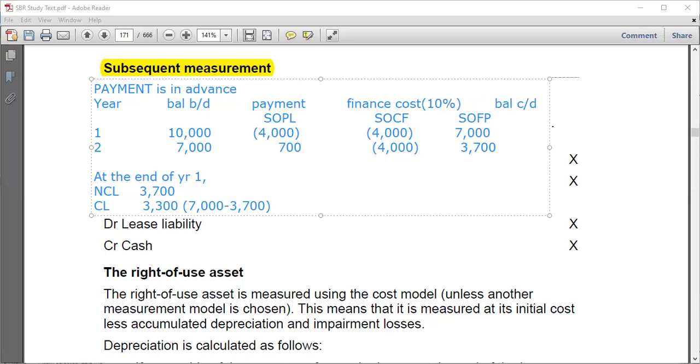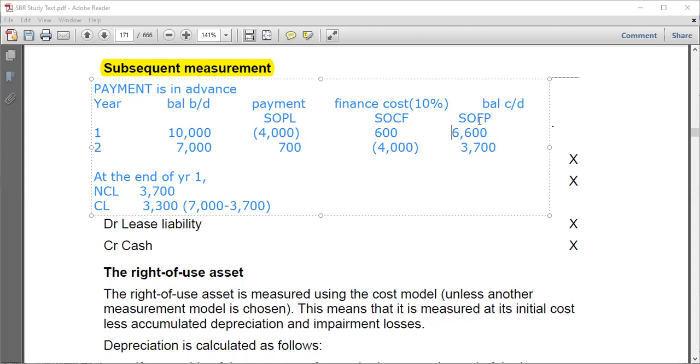We presume this to be the rate implicit in the lease. So if you just do it that way, you would say 10,000 minus 4,000 is 6,000, then 6,000 times 10% would be 600, just like this. Finance cost would actually increase the lease liability, so it should be positive like this. So it should be 6,600, just this way.